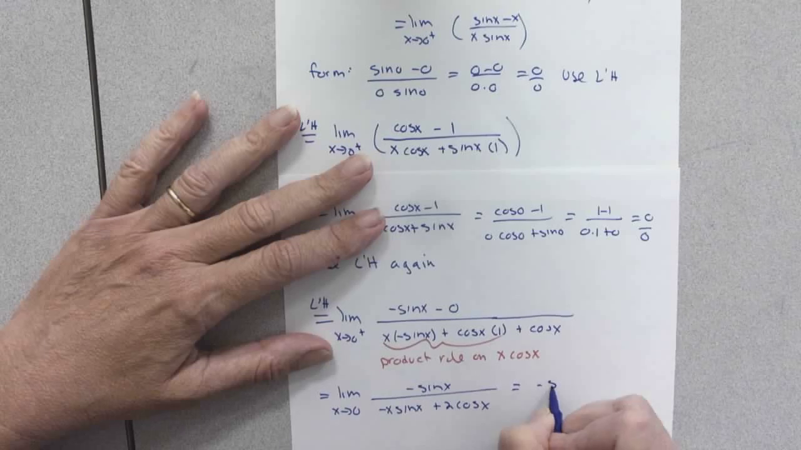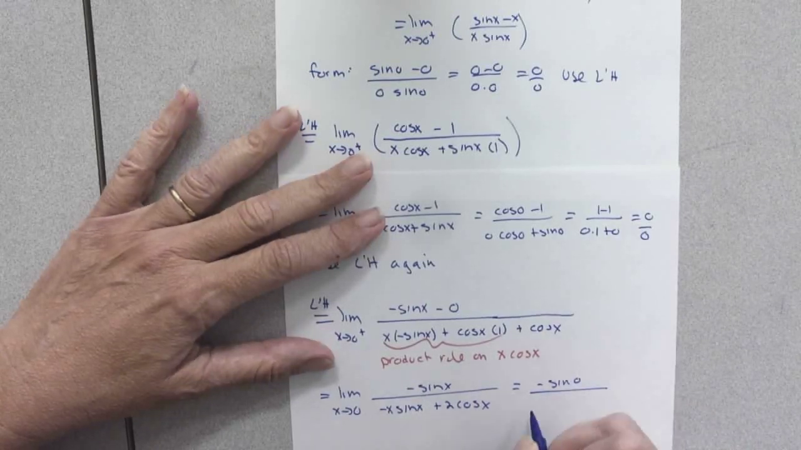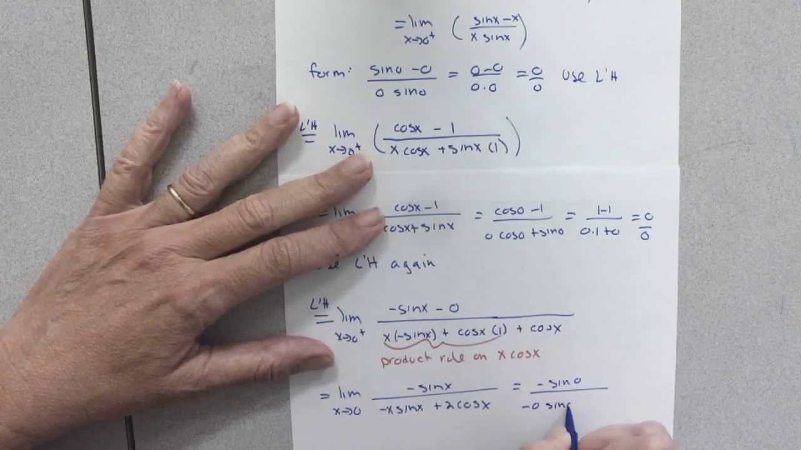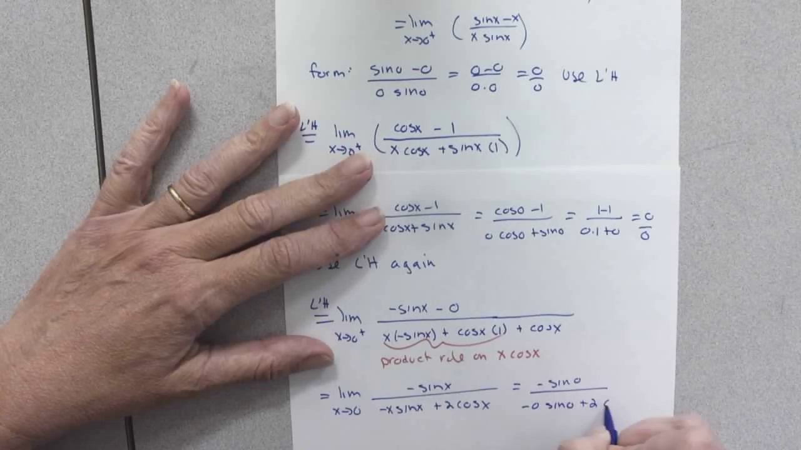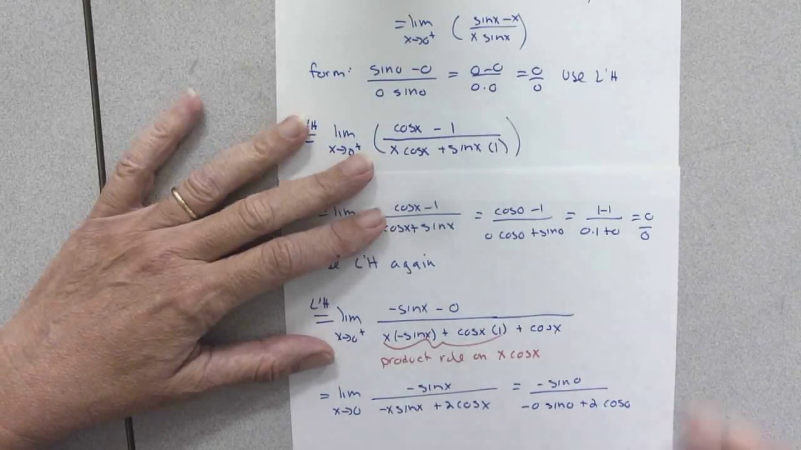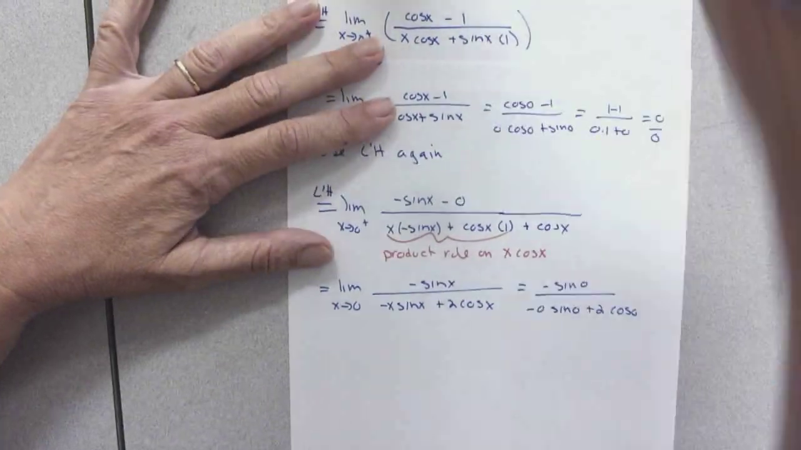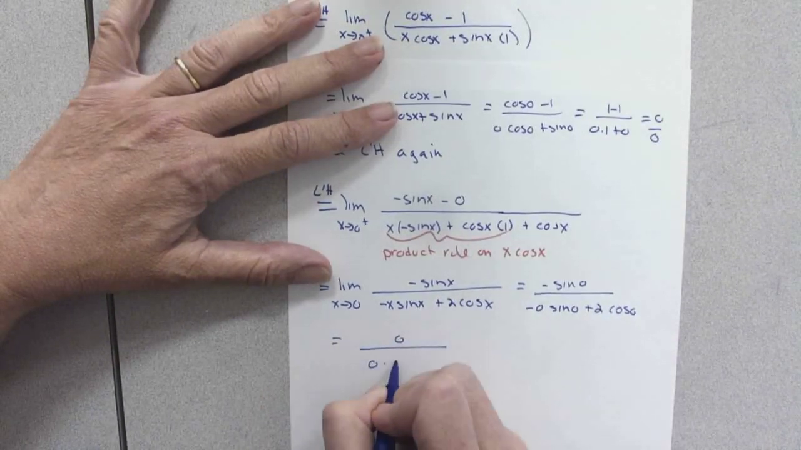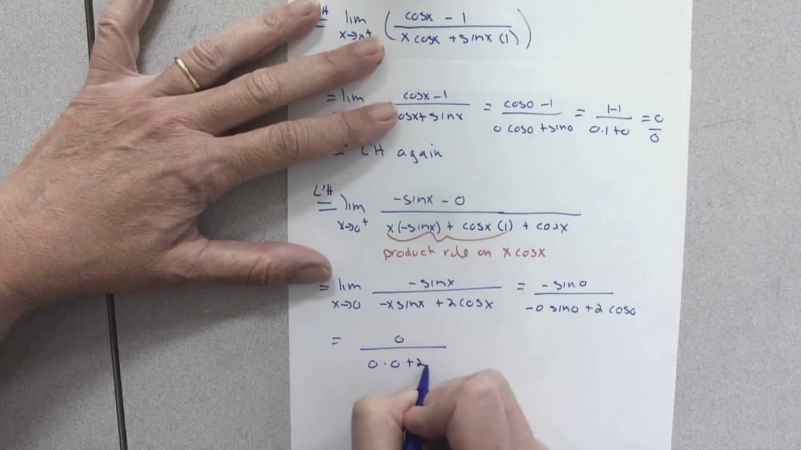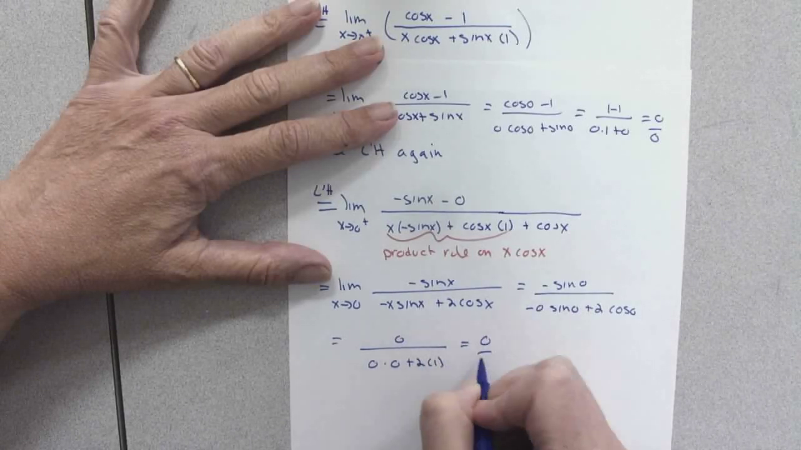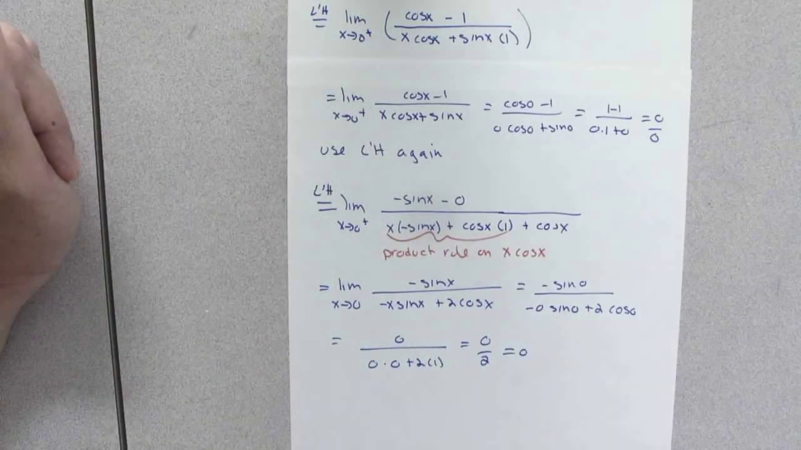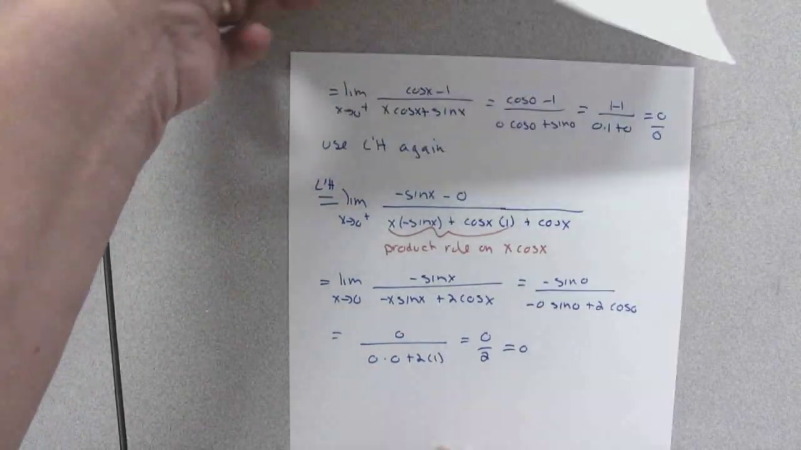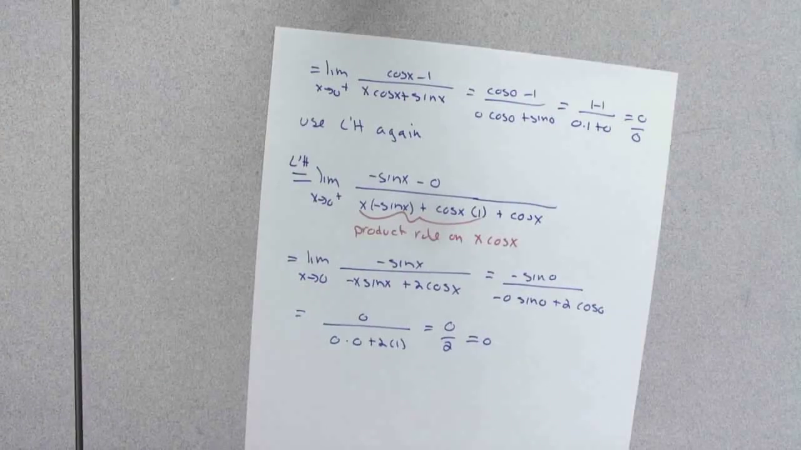And let's substitute now. So that's negative sine 0, over negative 0 times sine 0, plus 2 cosine 0, which gives me 0 over 0 times 0 plus 2 times 1, 0 over 2, and 0. And so there was my limit.